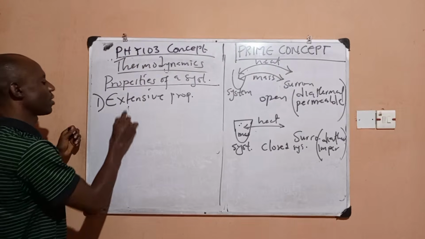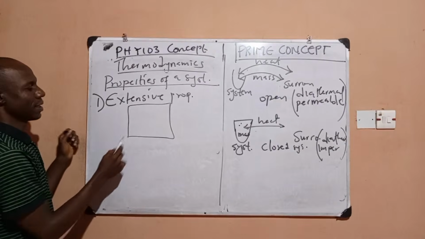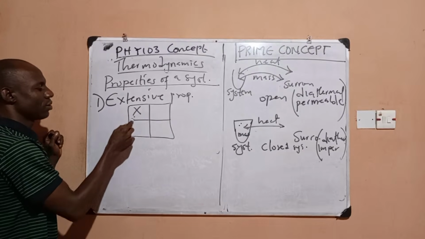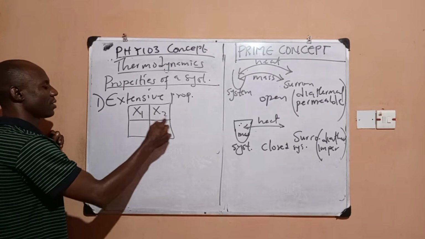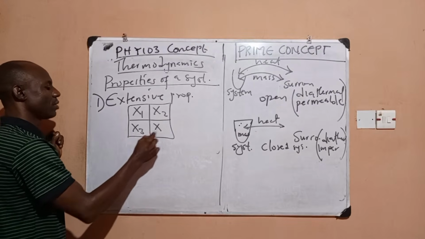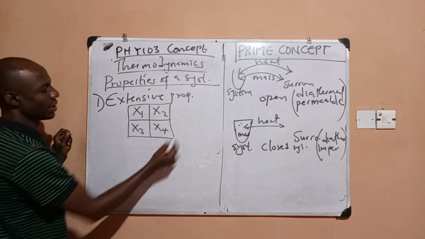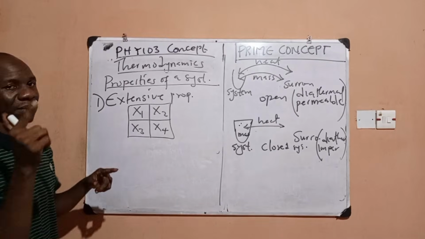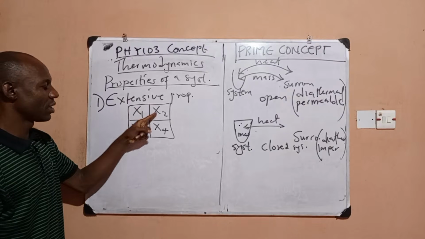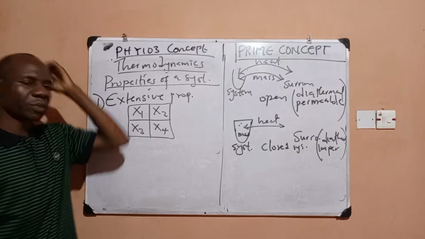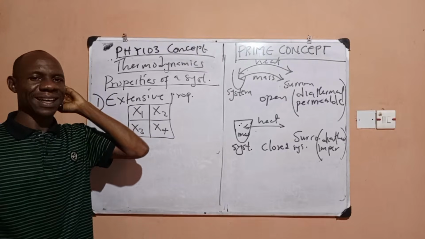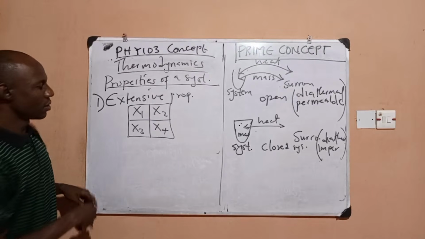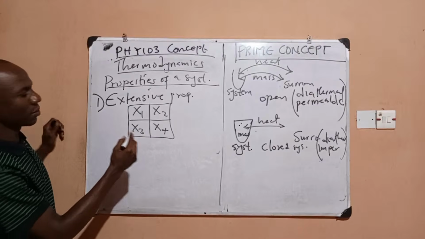I'll give you an illustration. If you have a system, and this system is divided into 4 parts, let's say here you have x1, here you have x2, here you have x3, here you have x4. So this whole thing is a system. So if the property of this whole system is dependent on the property of this plus this plus this plus this, then those kind of properties are called what now? Extensive properties. They are known as what? Extensive properties.